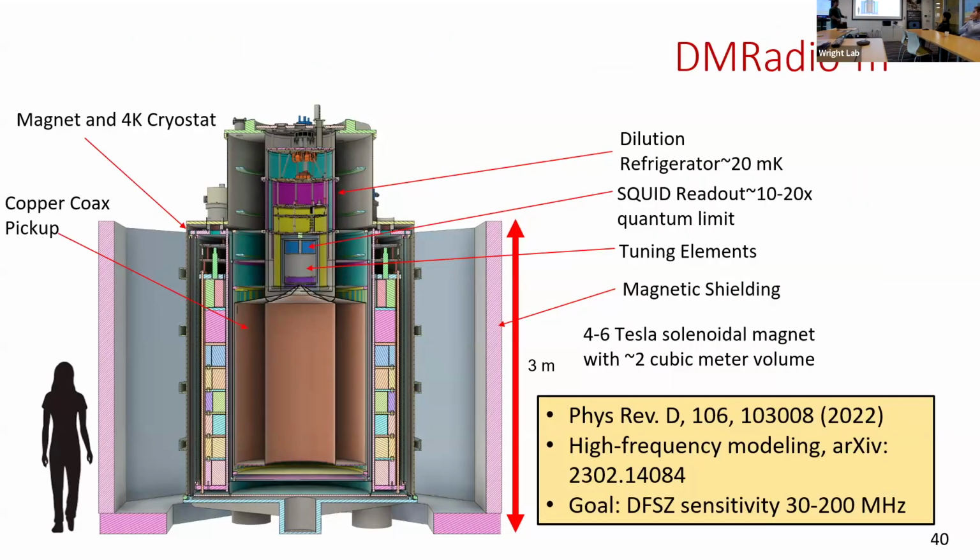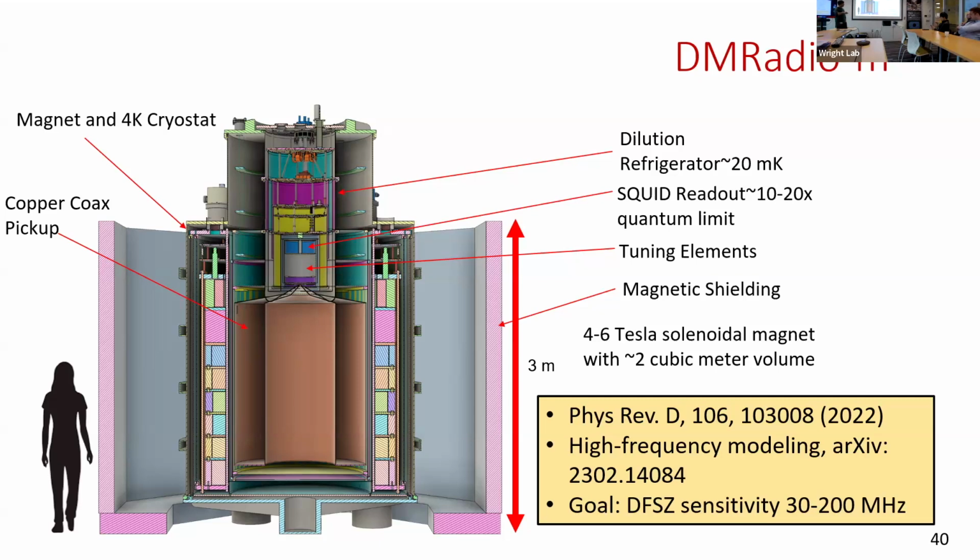I don't have time to talk about this, but DMRadio cubic meter, as I mentioned, is the first part of the DMRadio search that will probe DFSZ sensitivity. It's based on a 145 centimeter bore conduction-cooled magnet, roughly that height. So it is a very large magnet, as you can see by the scale. It would be operating at dilution refrigerator temperatures of 20 millikelvin.